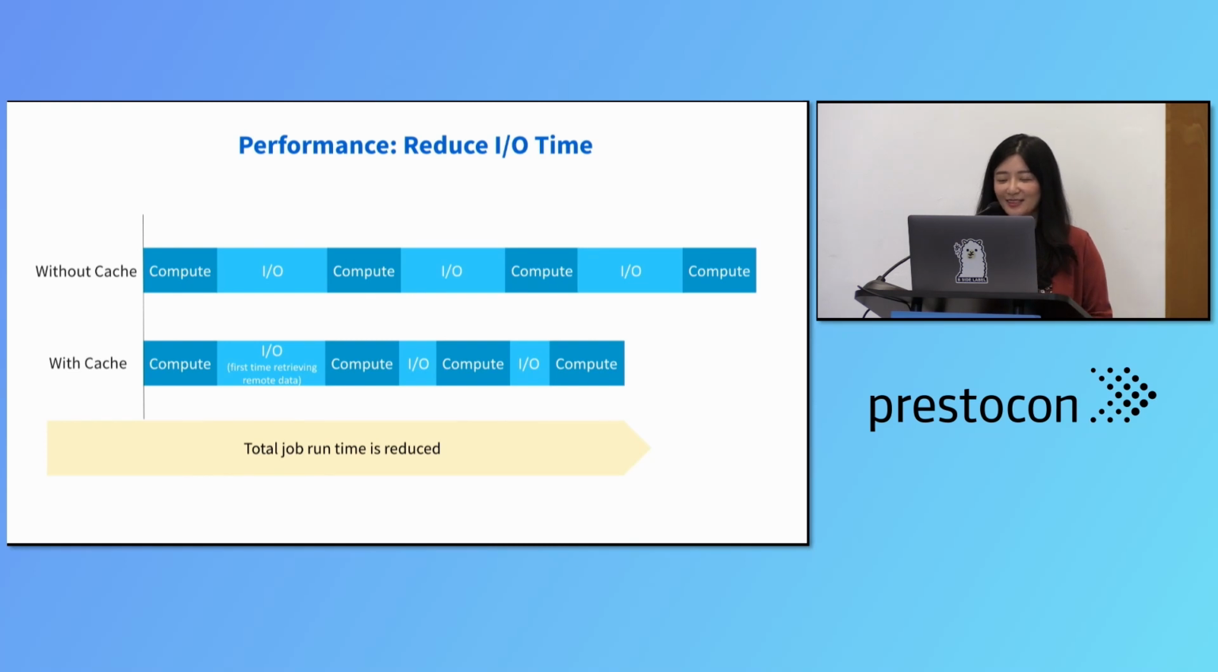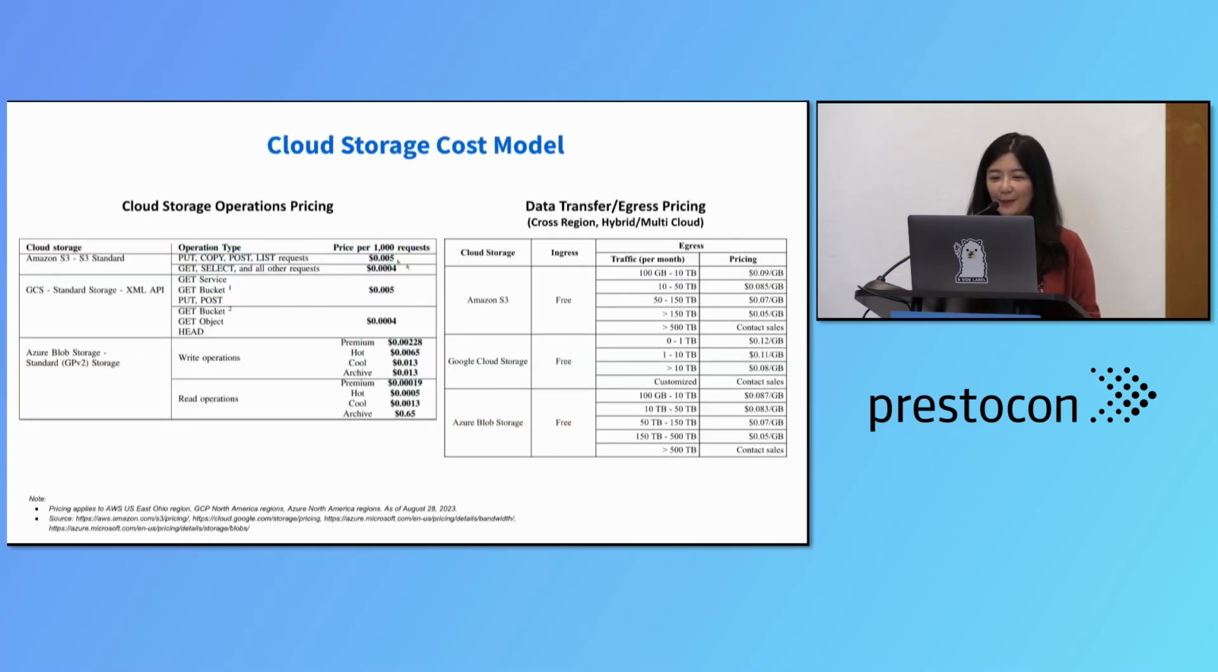The first one is performance. I have a diagram here showing why using cache will be fast. It will be fast, especially if you have IO-bound queries. The reasons causing slow queries or the need for performance tuning might be many different things. But if you have found that your queries are IO-bound or you have remote storage, the IO would be greatly shortened once you adopt the cache. You can see from the diagram here, with cache, the total job runtime is reduced because you're reducing the IO here, right?